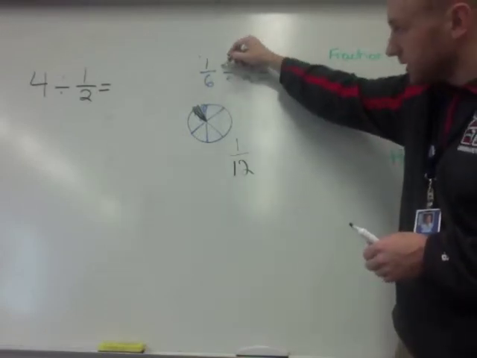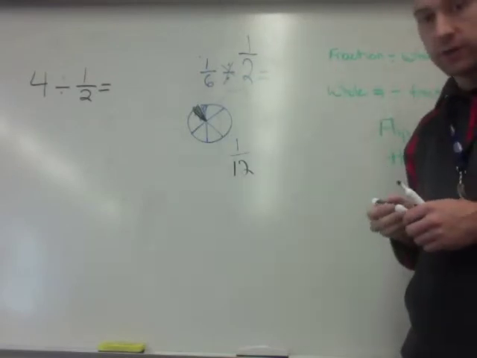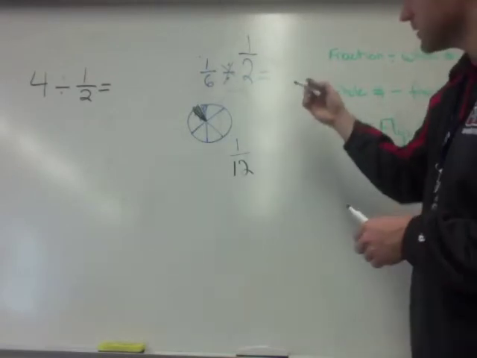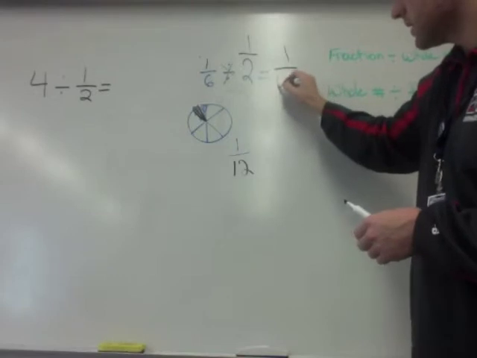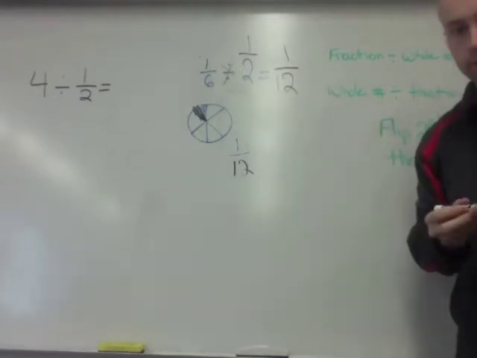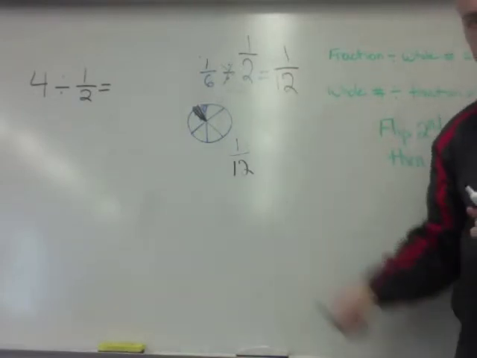But when we flip it, we need to multiply. So I'm going to change that to multiplication. So now we multiply straight across. So 1 times 1 is 1. 6 times 2 is 12. Okay, so we verified it. It's the same answer. It's right.